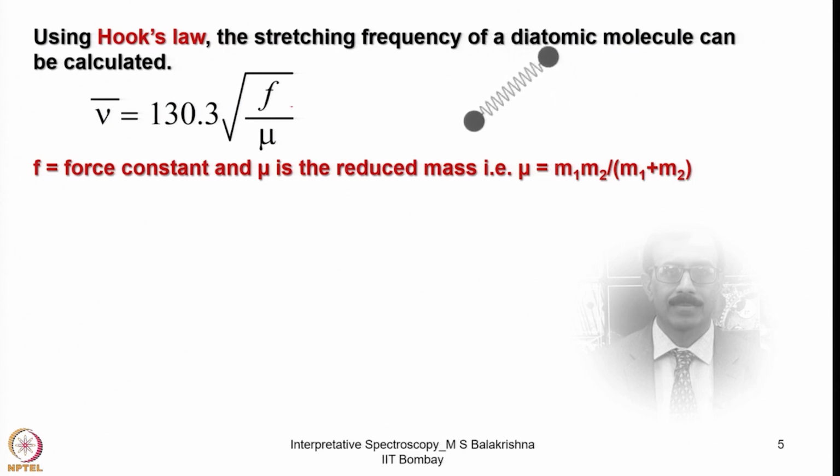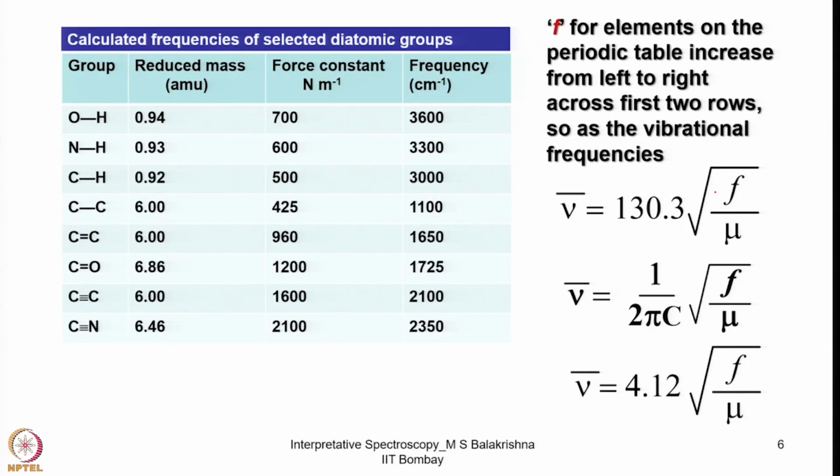And here F is stretching force constant and mu is the reduced mass, and reduced mass can be easily calculated by taking ratio of m1 into m2 divided by m1 plus m2. And this equation is the simplest one. And when we are using this equation, what you should remember is a reduced mass is given in atomic mass unit, and then force constant is given in newtons per meter and frequency in centimeter minus 1. You should remember that one.